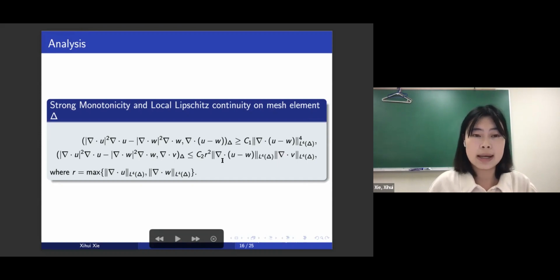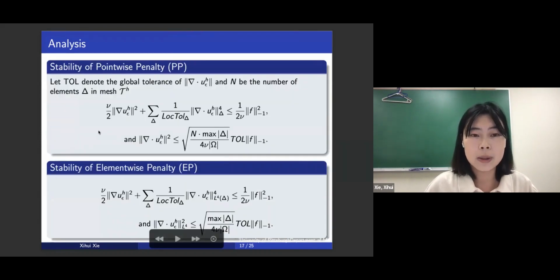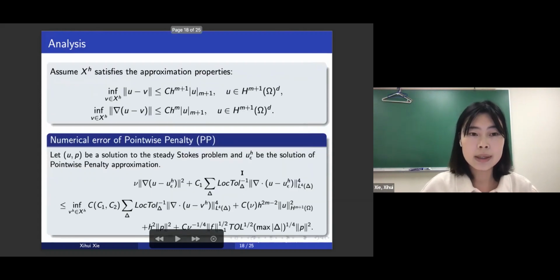Before the error analysis for pointwise penalty, I'm going to mention the stability result for both pointwise penalty and the Elementwise penalty. We see that the grad-u norm and also the dvu norm is bounded. Right? So here's the error analysis result for pointwise penalty.